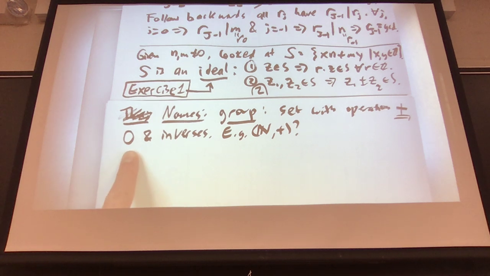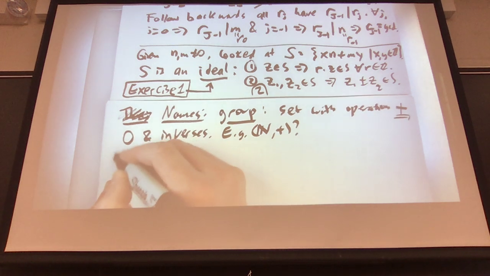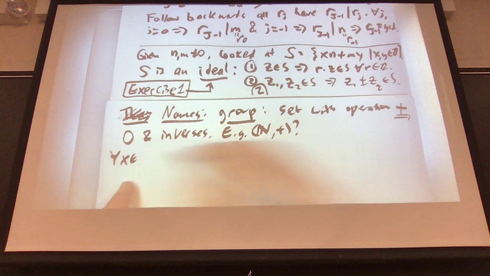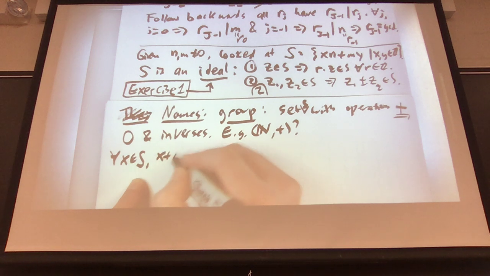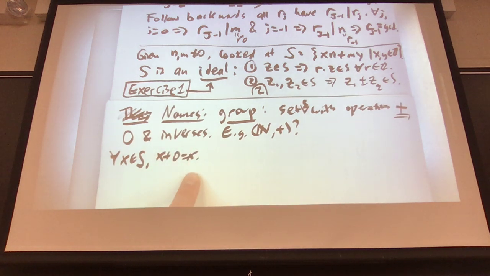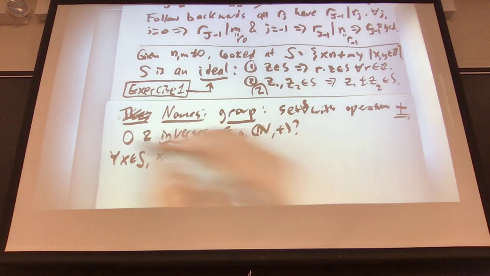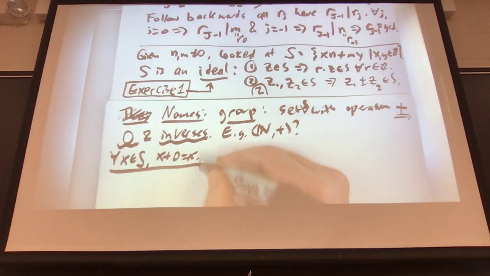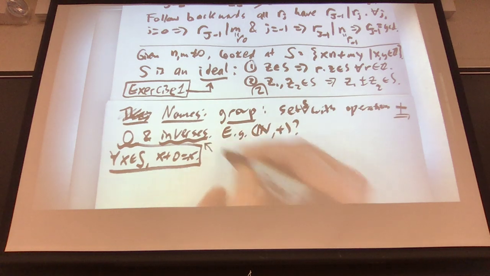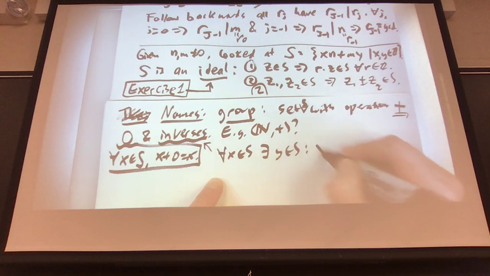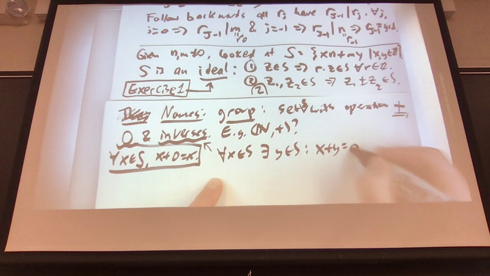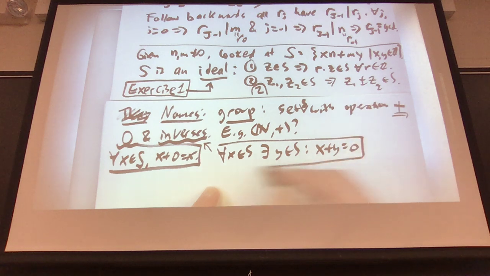So what does it mean to have a zero, by the way? Zero means for all x in your set, let's say S, x plus 0 equals x. It doesn't do anything. What do I mean by inverses? I mean for any element, there exists some other element, so that if you add them together, whatever the operation is, you get the zero element. So this is why Stephanie is very adamantly saying the natural numbers do not form a group.